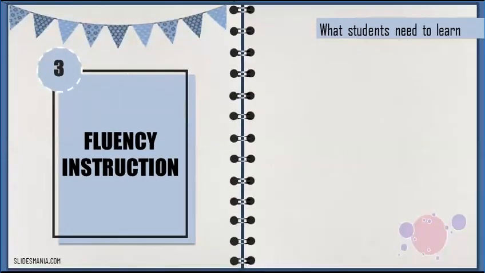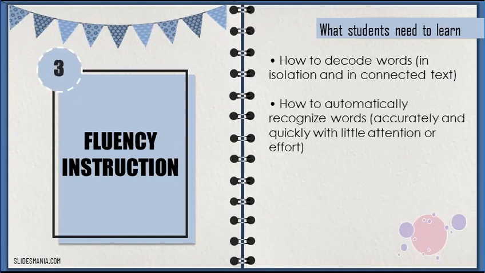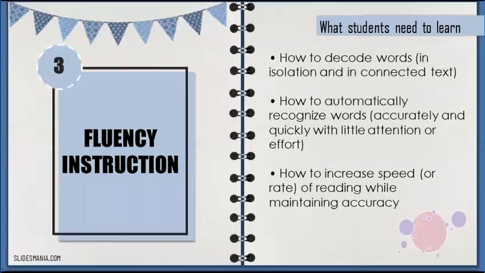So students should learn how to decode words in isolation and in connected text, how to automatically recognize words accurately and quickly with little attention or effort, and how to increase speed or the rate of reading while maintaining accuracy. So children should be encouraged to use oral language for a variety of purposes, such as answering and asking questions as well as expressing their thoughts.